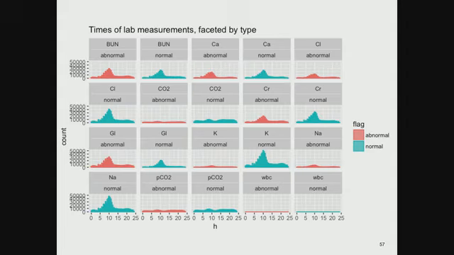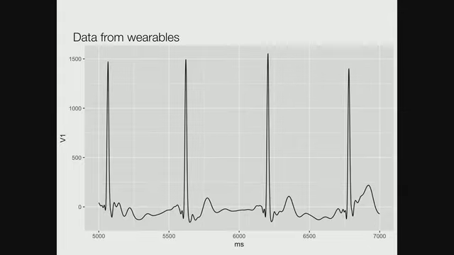But if you look at the distributions of when measurements are done that turn out to be normal versus when they turn out to be abnormal, there's a lot of similarity between the normal and the abnormal curves of when those measurements are taken. So we're not seeing that. Okay, let me race through to the end.